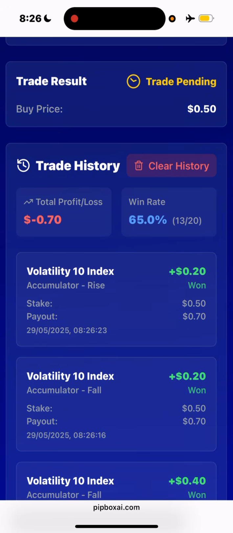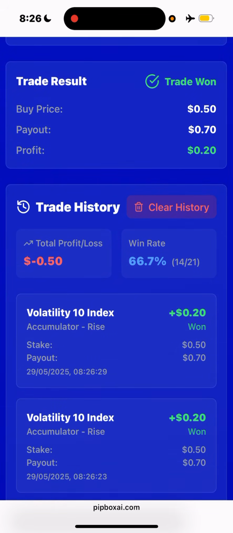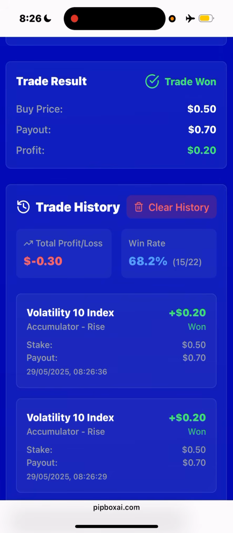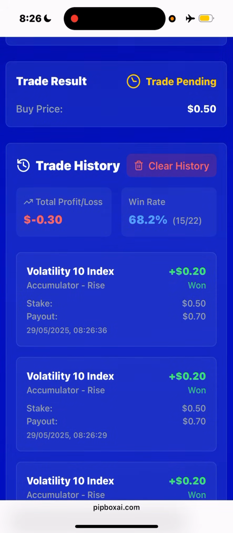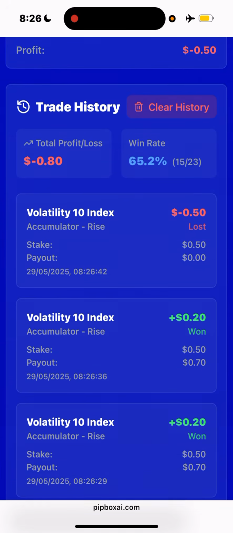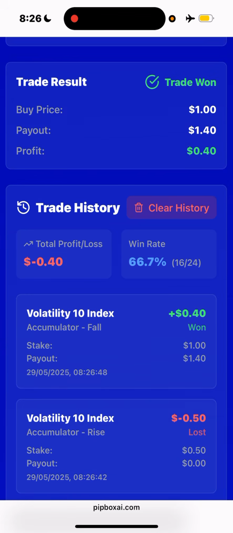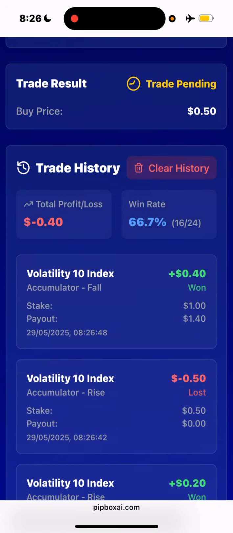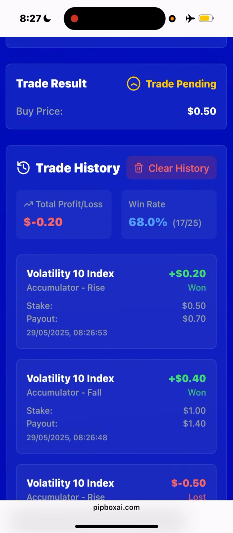Very nice. The win rate is going up. We are back to 66.7%. Total of 22 trades, we have won 15. It seems that we're just floating in profit and loss, but don't worry guys. We must end up in profit.